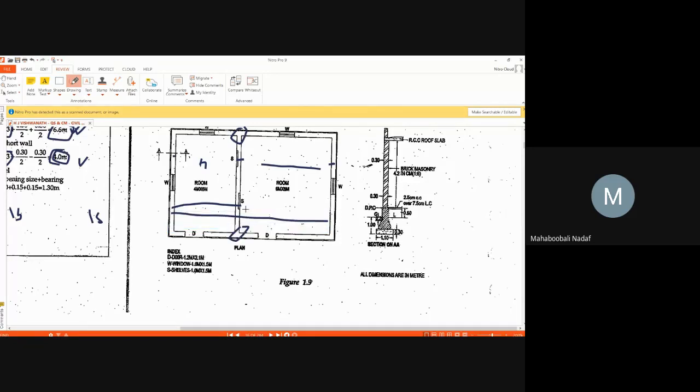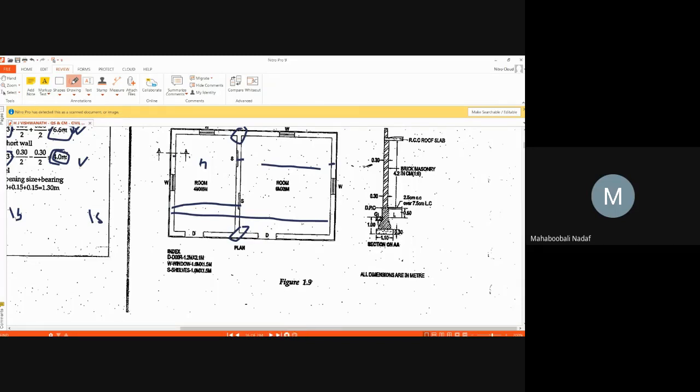Junctions of what? A 30 centimeter wall is junctioning with another 30 centimeter wall. Here also a 30 centimeter wall is junctioning with a 30 centimeter wall. Try to understand that point. These are not junctions. Exterior out-to-out wall junctions are not actually junctions. Only intermediate walls, when they combine, are called junctions here.